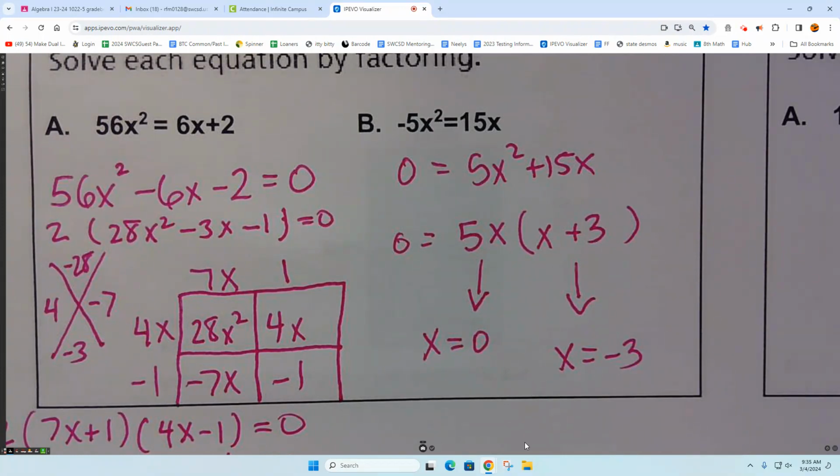One of my favorite things to learn is long division. I hated long division. You'll do long division with polynomials, and it's really cool.